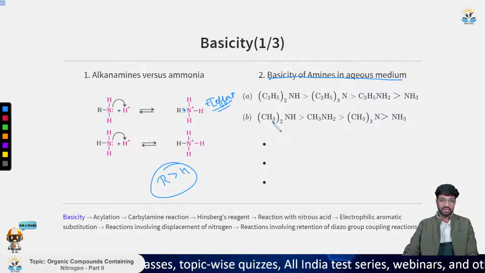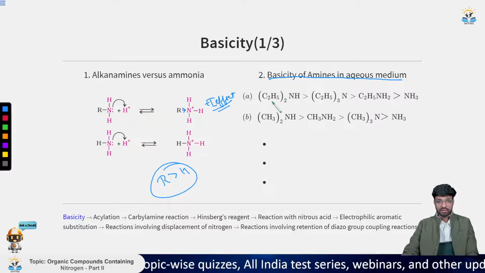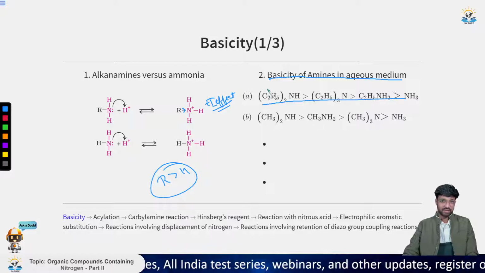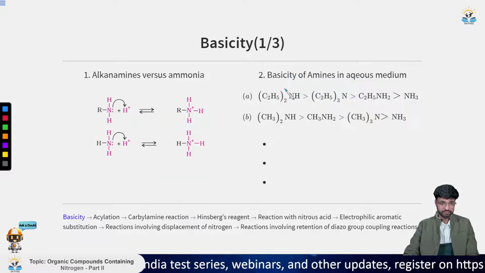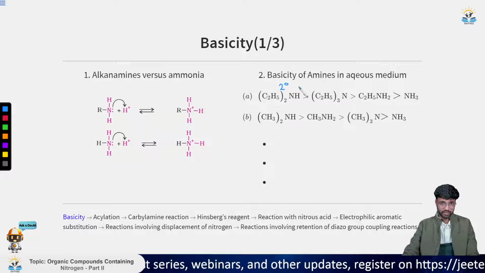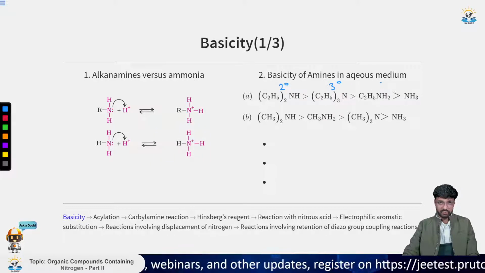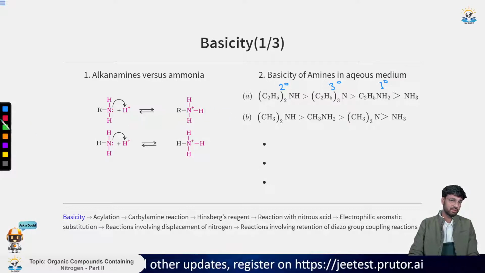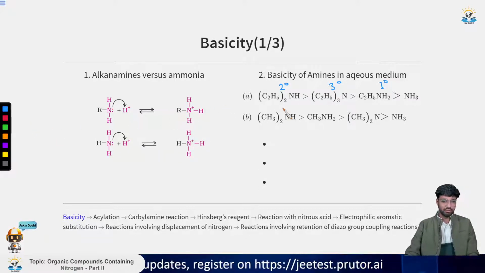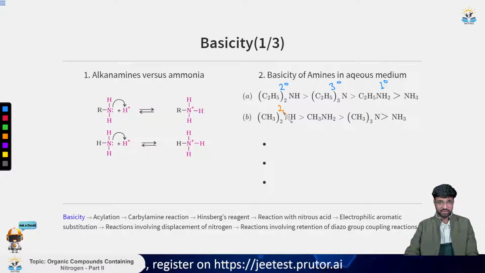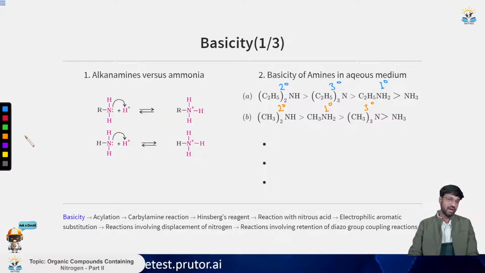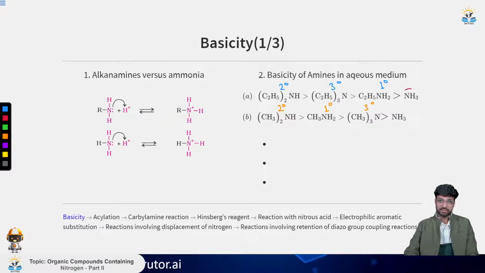If we consider the basicity in aqueous solution, then for the ethyl case it shows this order: 2 degree, 3 degree, and 1 degree. Now if we look at the methyl case, the order is first 2 degree, then 1 degree, then 3 degree, and ammonia is at the last.